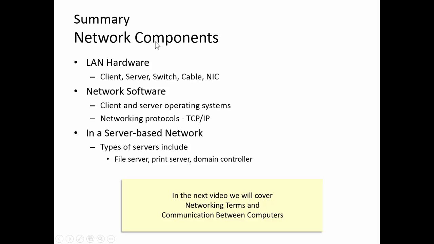To summarize network components, LAN hardware is composed of clients, servers, a switch, cable, and network interface cards. And network software includes client and server operating systems, as well as networking protocols, particularly TCP/IP. And in a server-based network, types of servers include file server, print server, and domain controller. In the next video, we will cover networking terms and communications between computers.